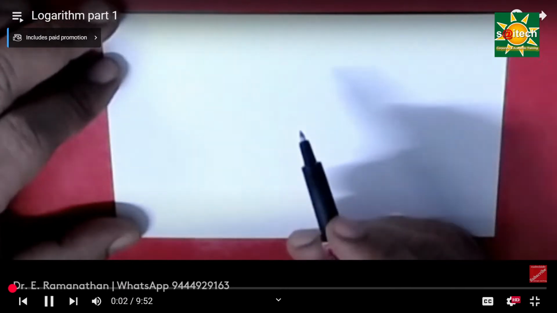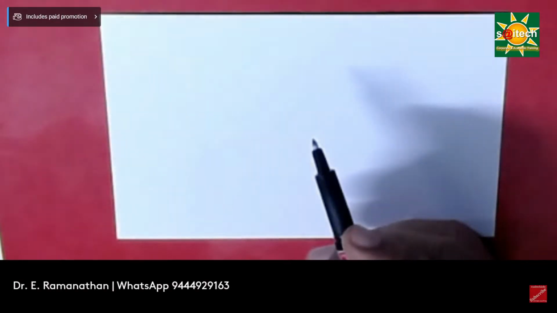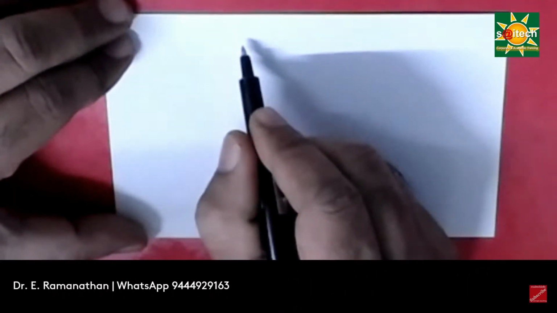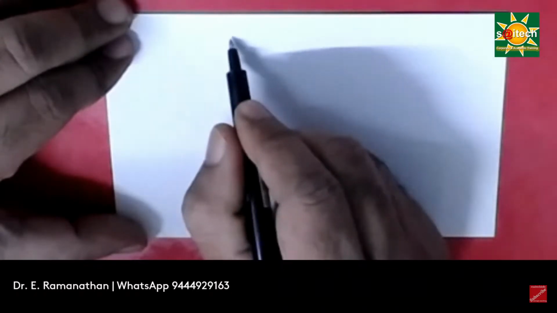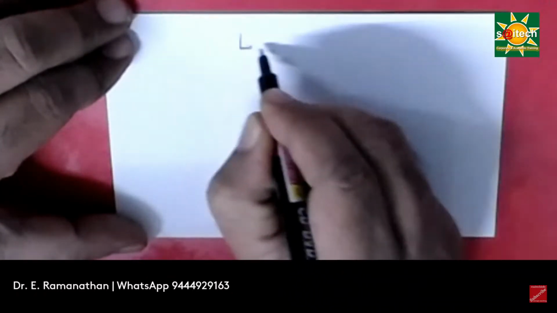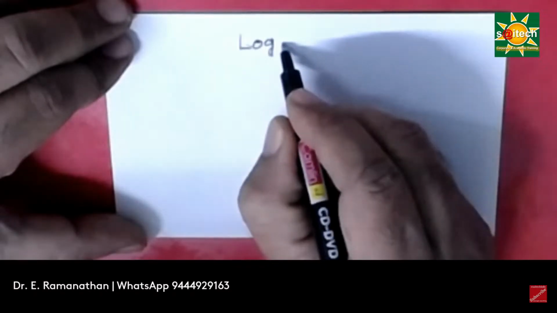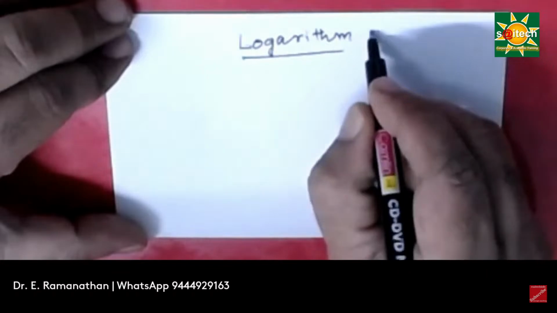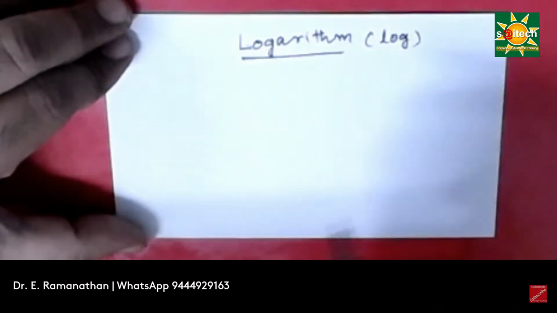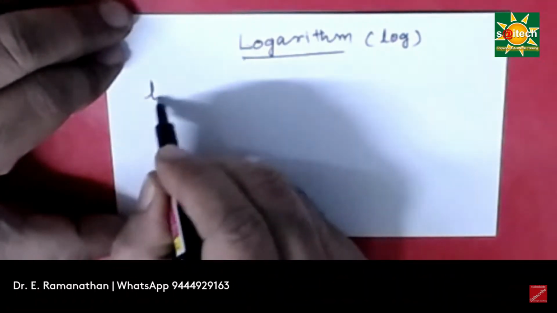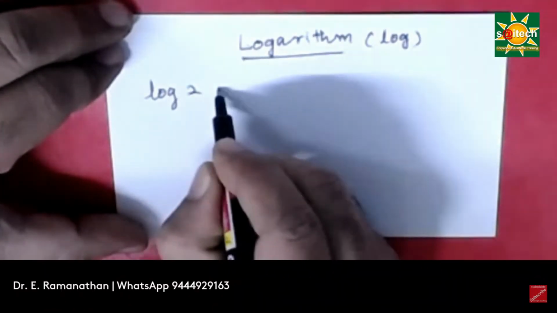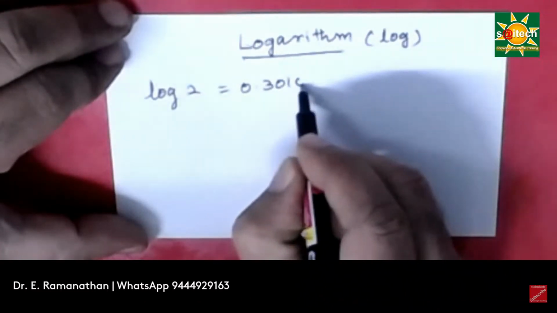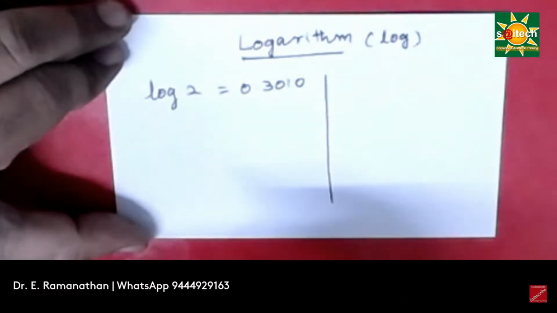In this session, I will be explaining about the logarithmic problems. Let us discuss first of all what is logarithm. It is simply represented as log, that is logarithm, or you can simply put log. Log 2 is given by the value 0.3010. You please take down the values.